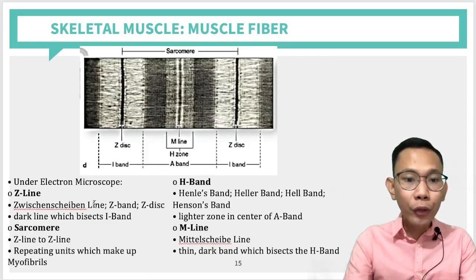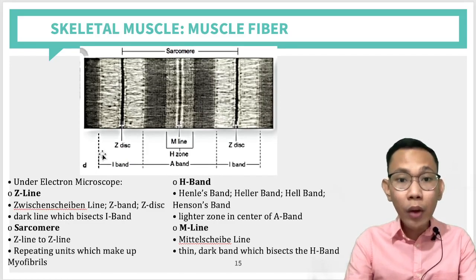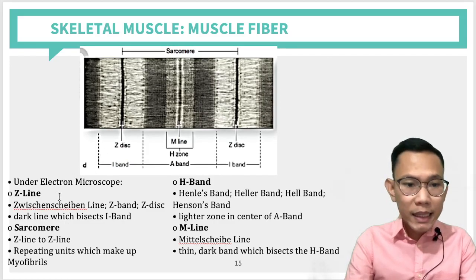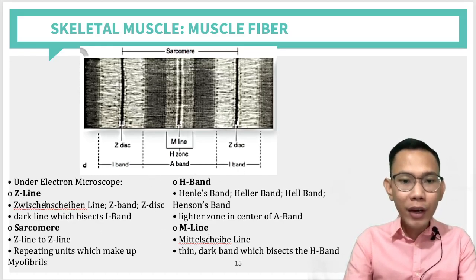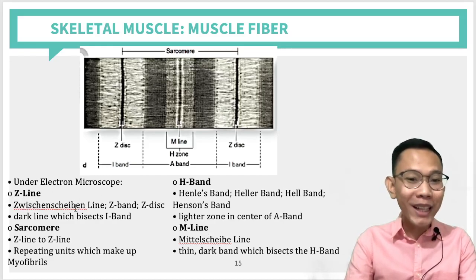Again, under the electron microscope, you can now identify the presence of your Z line, your sarcomere, your H band, and your M line. First, let's talk about your Z line. Your Z line, or Z disc, is a dark line that bisects your I band. So again, this is your I band, and what bisects your I band is the presence of your Z disc, or Z line. So this is your Z disc, or Z line, that bisects your I band.